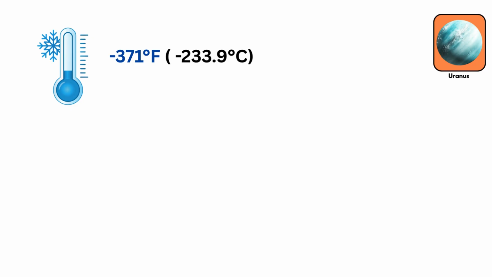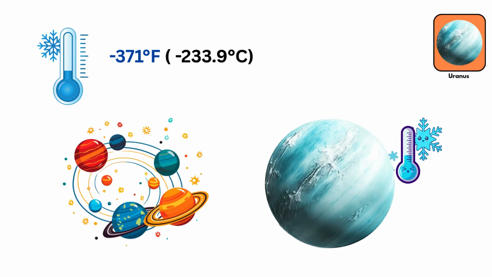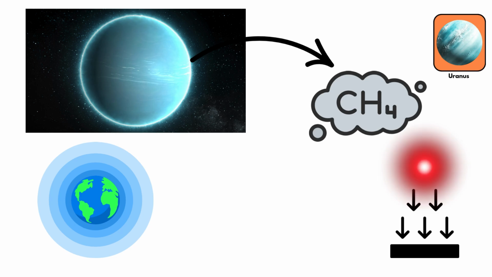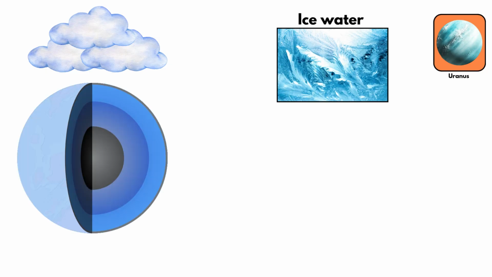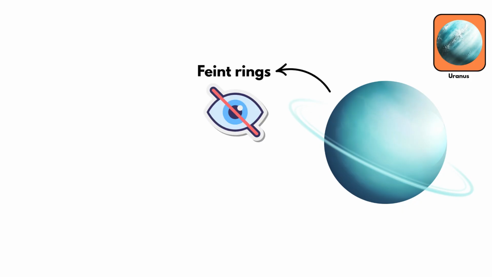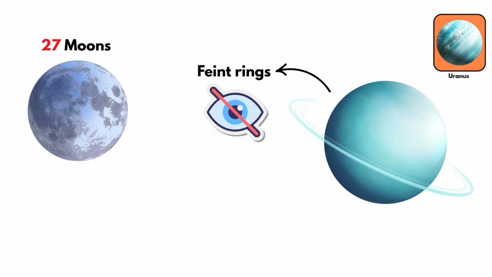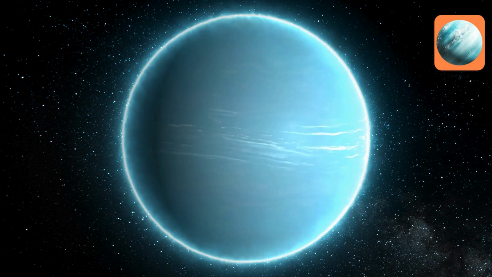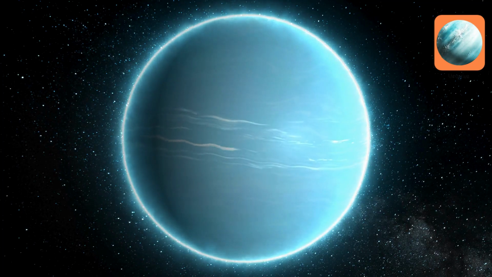But it's wild. Temperatures drop to negative 371 degrees Fahrenheit, making it the coldest planet in the solar system. Its blue-green color comes from methane gas in the atmosphere, which absorbs red light and reflects blue. And beneath those clouds lies a core wrapped in icy water, ammonia, and methane, which is why Uranus is called an ice giant. It has faint rings, barely visible, and at least 27 moons, many named after characters from Shakespeare. Uranus is mysterious, tilted, quiet, but full of secrets we've barely touched.